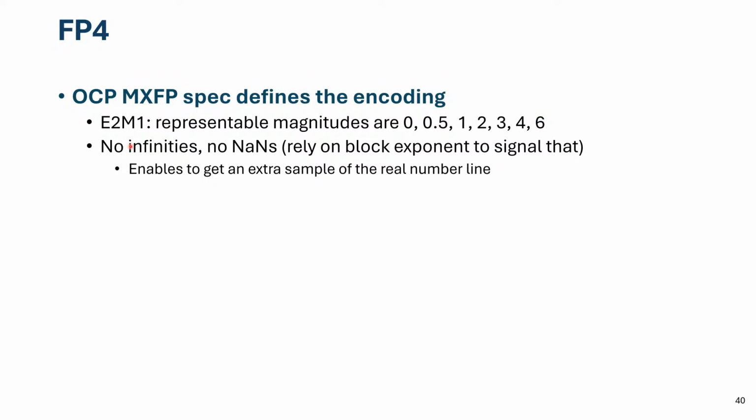It departs from IEEE in the sense that it has no encoding for infinities. It has no encoding for NaNs. We rely on the block exponent or block scale factor to indicate that the entire block is NaNs or the entire block is infinities, simply because even with all of this recycling of the bits, we can still only represent just these magnitudes. So if we had to represent infinities and NaNs, we could sample many fewer points on the real number line.